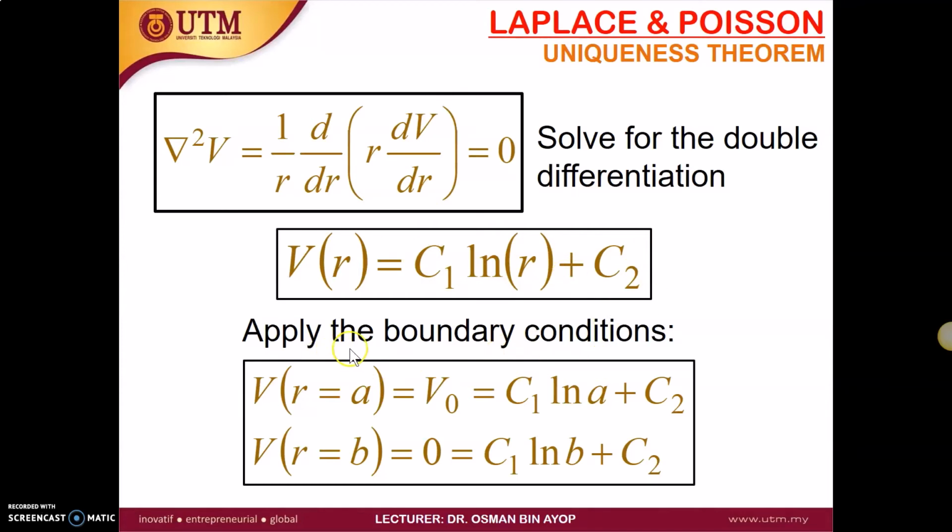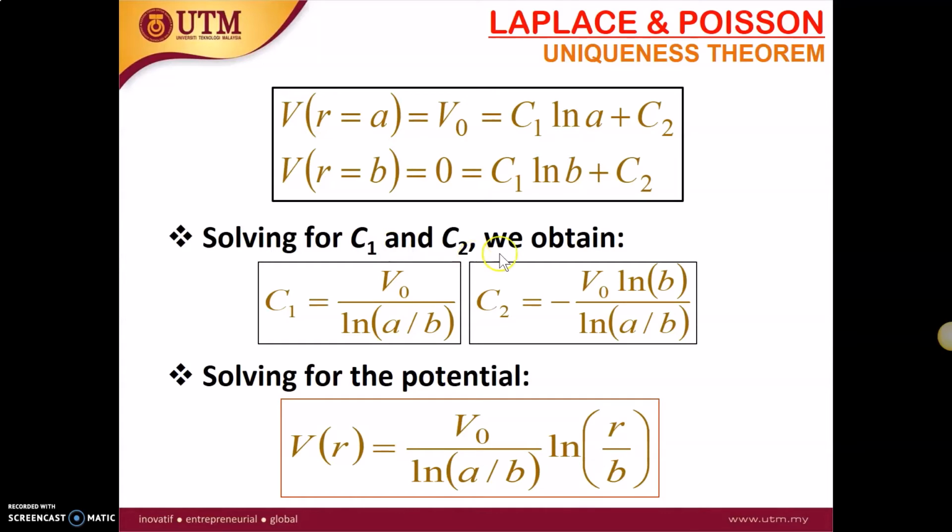By applying the boundary conditions, when r equals a, we connect to V naught. So V naught equals C1 ln a plus C2. So we replace r with a. Similarly, when r equals b, we connect to ground. So we get 0 equals C1 ln b plus C2. So you have to solve these expressions.